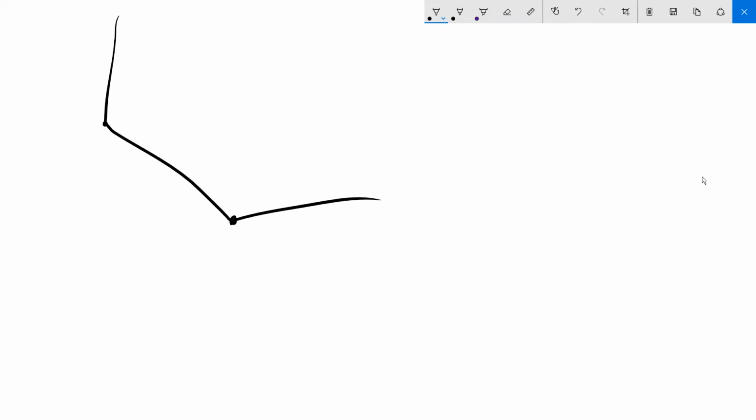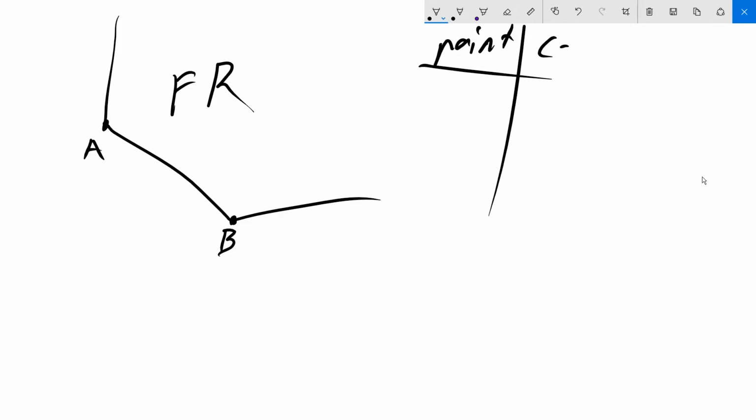And here's our feasible region here. I'm going to label these points A and B. And I know what A and B are. And I'm going to put them in the table. So points, it's going to have its own column, and cost is going to have its own column. So point A is where X is 0 and Y is 10. And point B is going to be where X is 10 and Y is 0.